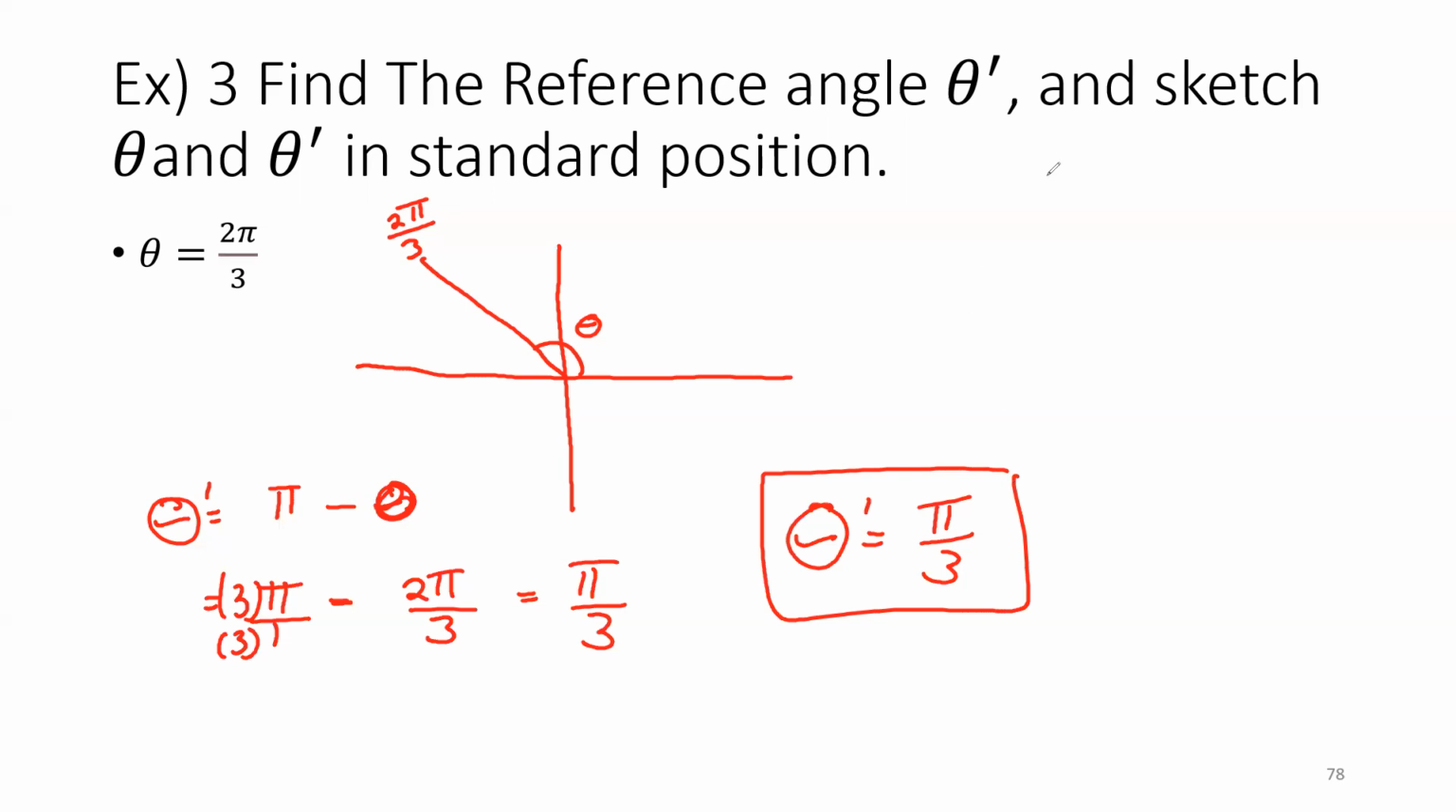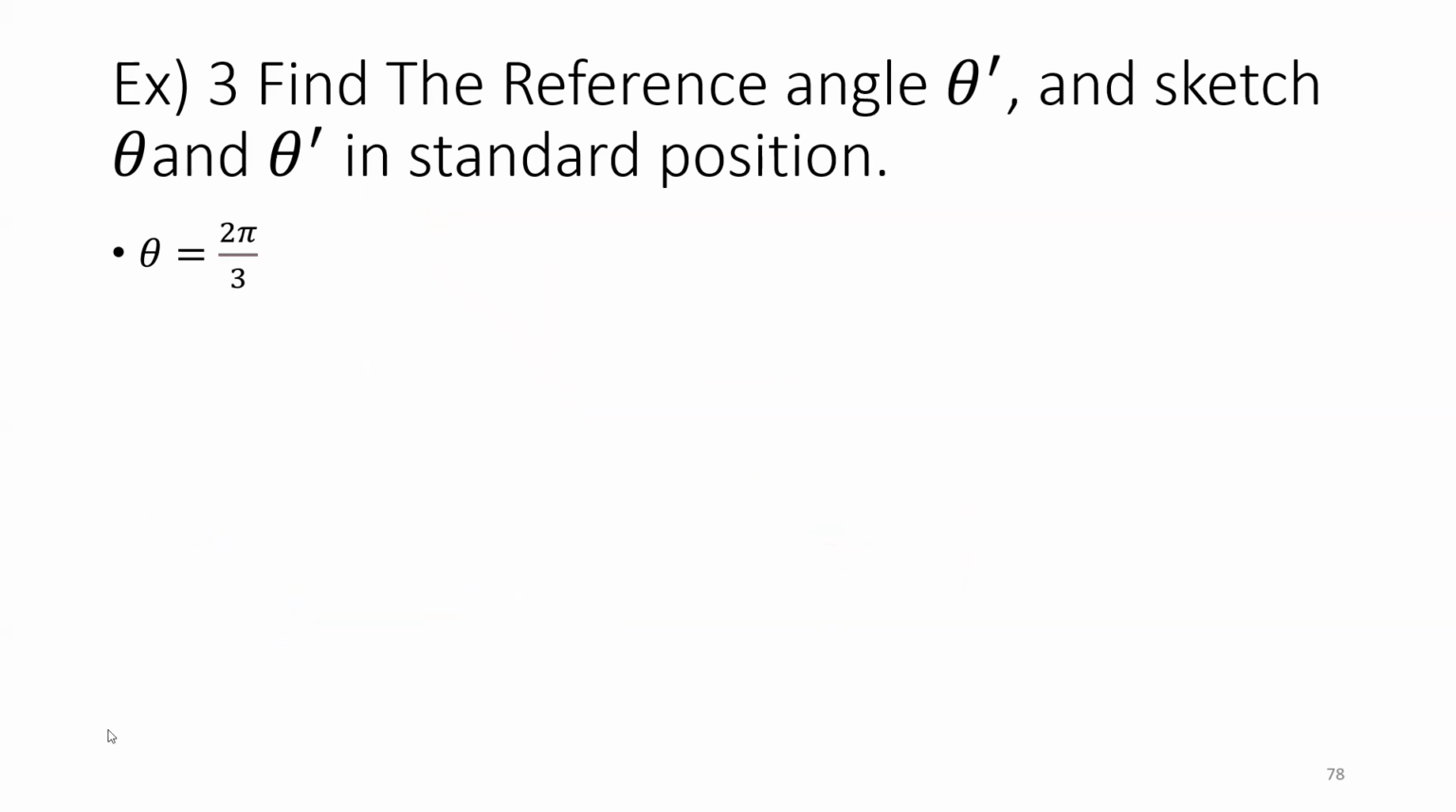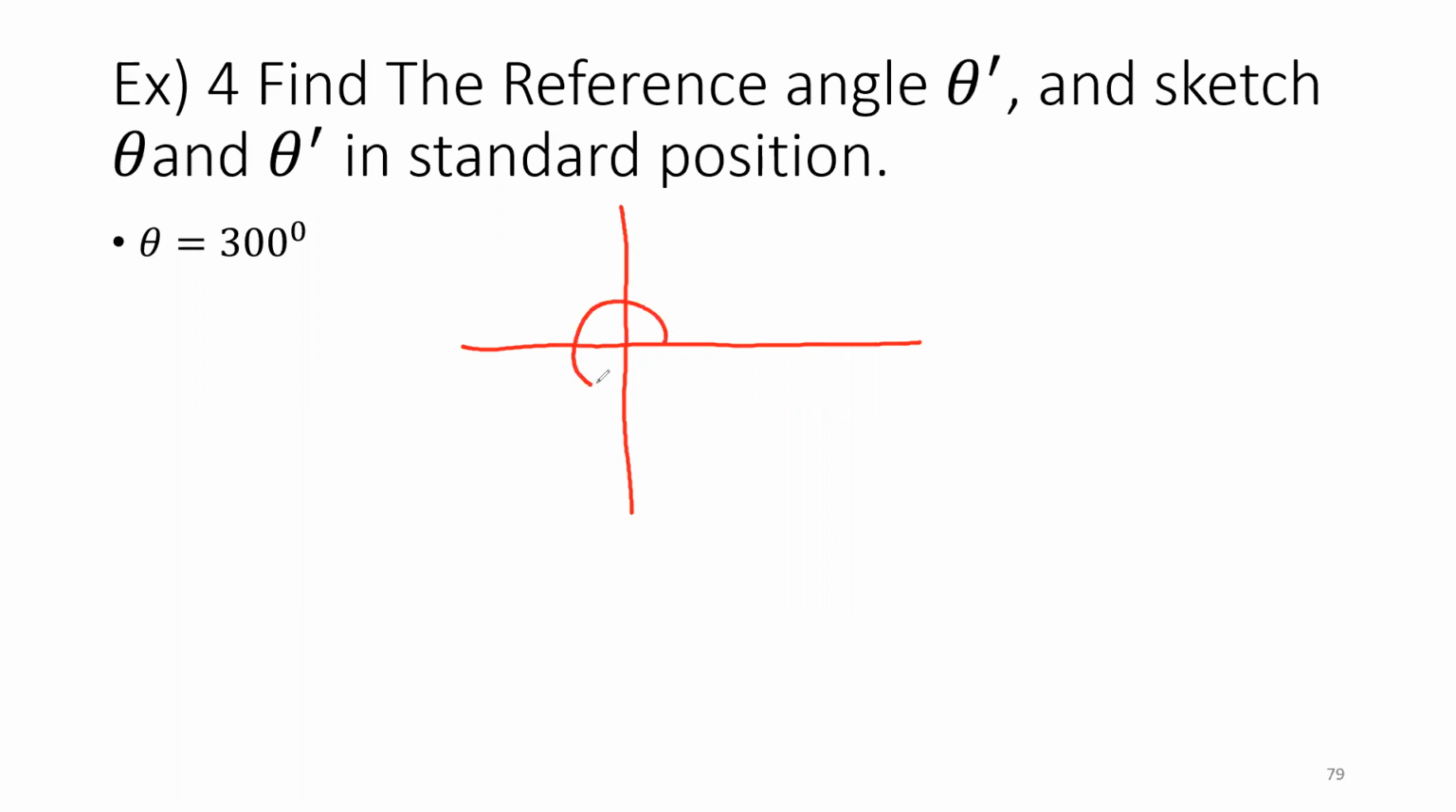Okay. Let's move on to example 4. So find the reference angle and sketch. Okay, so our theta is 300, which is technically in quadrant 4. So first draw if it helps. So 300 is exactly on the unit circle. So it'd be right here.